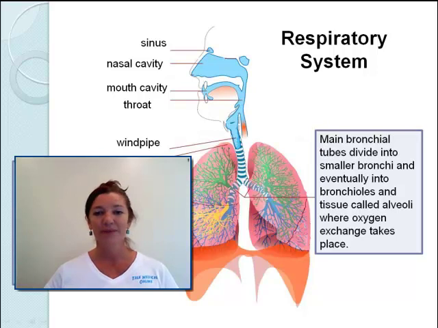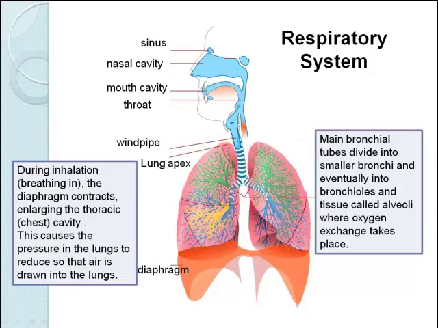The respiratory system. We have a diagram here. Let's find the nasal cavity at the top. You breathe in through your nose or your mouth and the air passes down through the back of your throat and down into your windpipe. Your windpipe then divides into two main bronchial tubes, one going into each lung. These bronchial tubes then divide into smaller bronchial tubes and eventually into bronchioles and tissue called alveoli, which are little sacs where the oxygen exchange takes place.